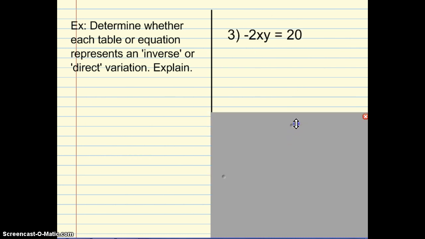We're going to determine whether each table or equation, so now we're going to look at some equations. And negative 2xy equals 20, well, it does look very close to our xy equals k. We're just going to divide off negative 2, divide off negative 2, and our xy equals negative 10, which is inverse.